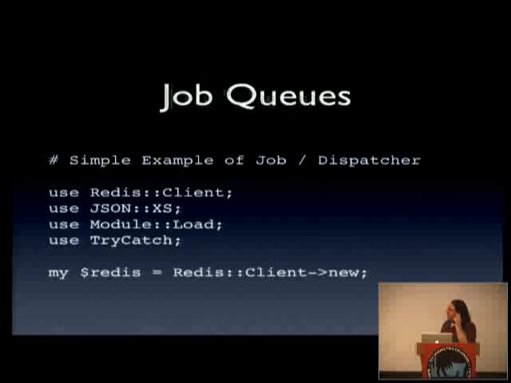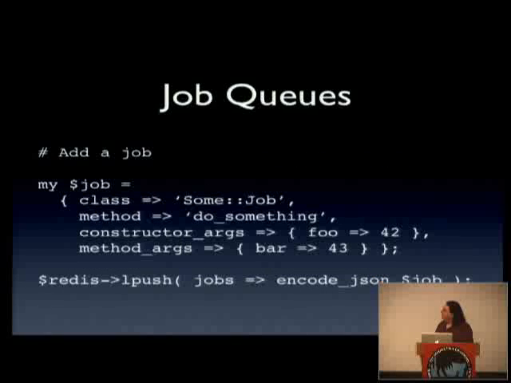So here's some example code. We'll use these four modules: Redis client, JSON::XS for parsing the JSON, Module::Load. This is what I use to load my job class modules, because this project actually has hundreds of different job classes and I don't want to load them all up front. And Try::Catch for dealing with exceptions. So again, we'll instantiate the Redis object as usual.